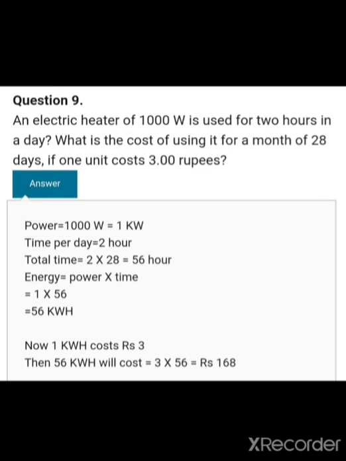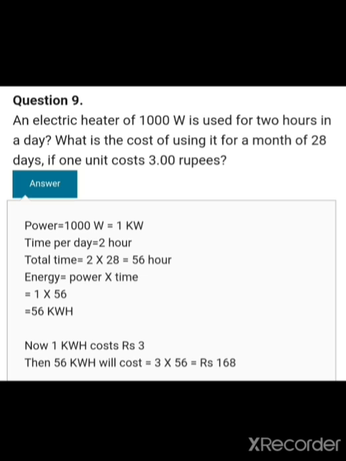Now I am taking the last numerical, that is based on how we can find the amount when a bill is coming, when we know the monthly consumption and its cost. So how we have to do this type of numerical. Now have a look here. An electric heater of 1000 watt. So whenever you have watt, that means power is given to us. Power is equal to 1000 watt, for 2 hours in a day.